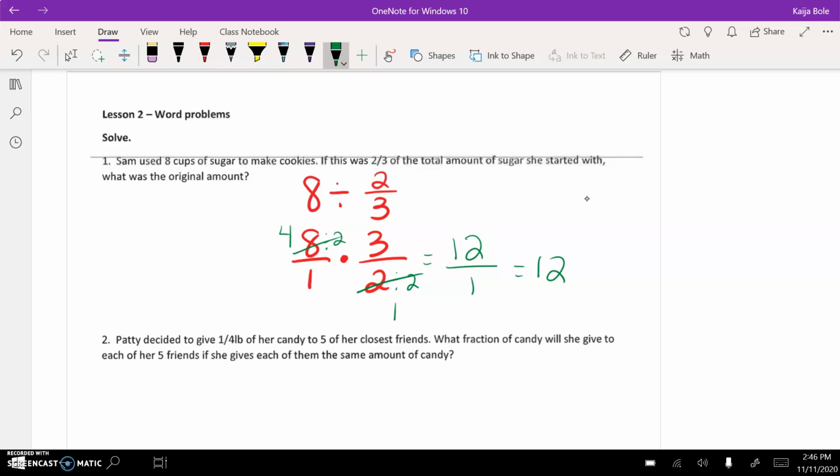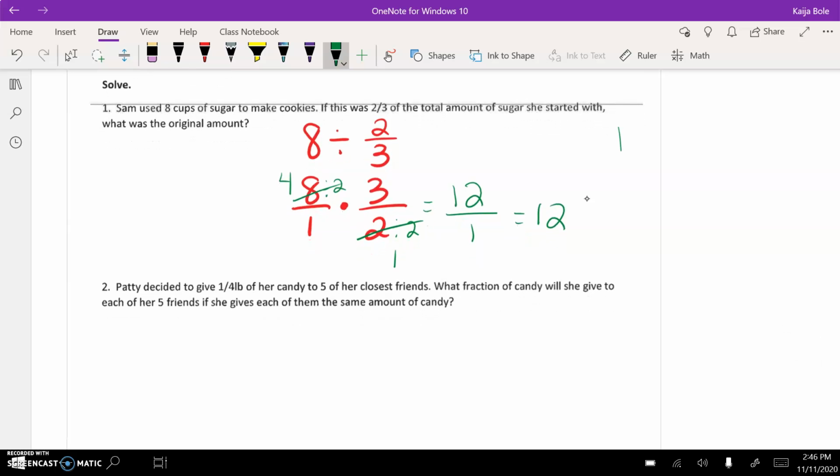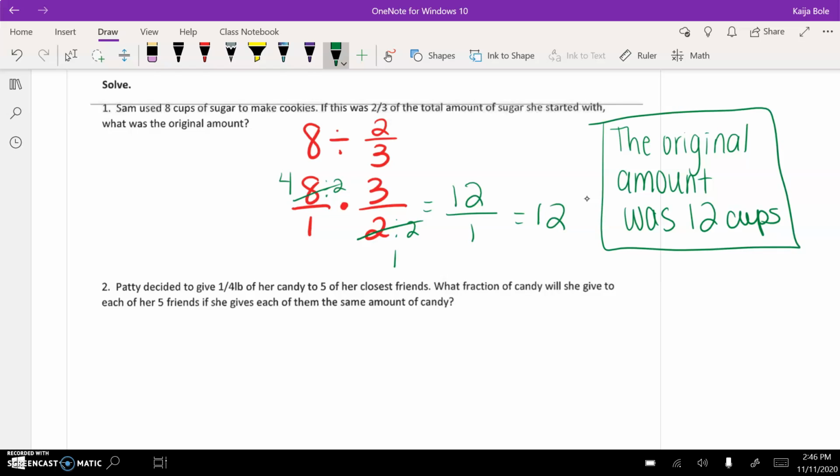Okay? And then you have to think, well, does that make sense? She used 8 cups, which was only 2/3 of the total. It wasn't the whole thing. So 12 is bigger than 8. So it does make sense. Now, how you would know is maybe if you set it up backwards, you would see that it didn't really make sense. So we would say the original amount was 12 cups. Since we are talking about real life here, we should make sure that our answer does make sense.